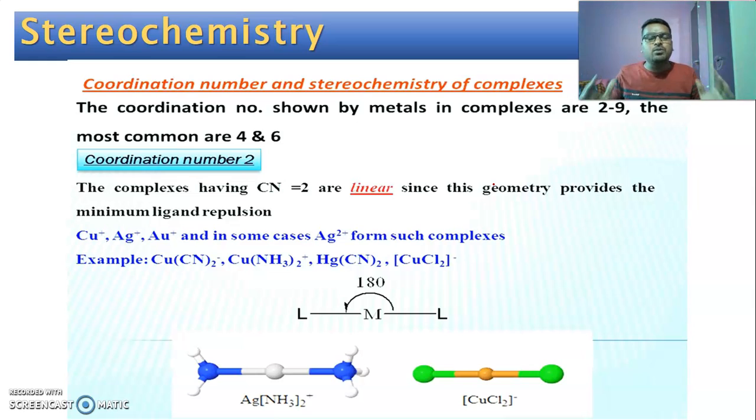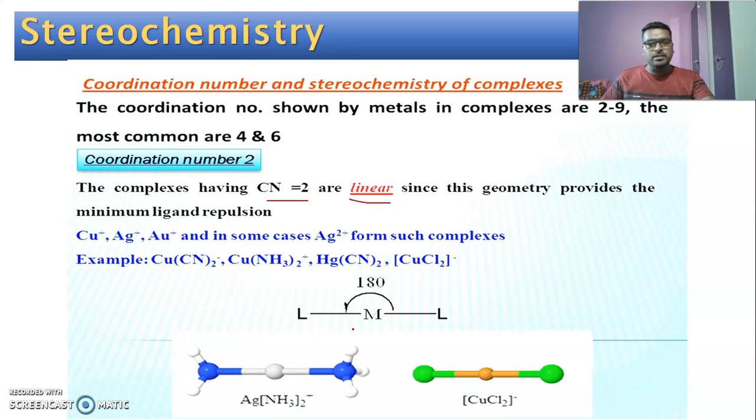The geometry of a coordination complex depends on its coordination number. So we know that coordination complexes form with coordination numbers from 2 to 9. Among the most familiar are complexes having coordination number 4 and 6. So totally, the arrangement of the ligands, the geometry of the complex, depends on the coordination number. So now let us start from coordination number 2.